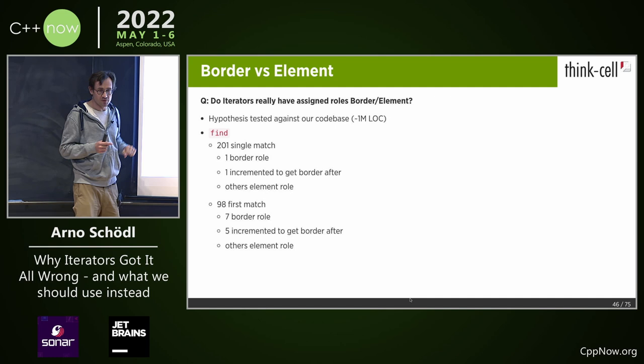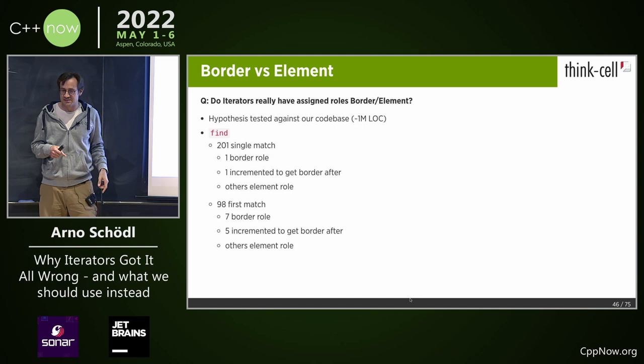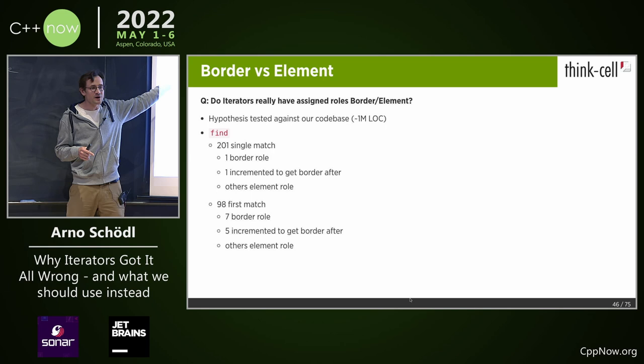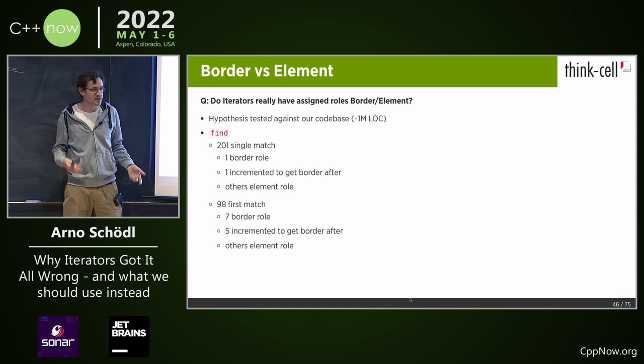One is border role, which is essentially kind of like a trim, right? Trim before the first element. And the element only exists once. But one time, it's also incremented to get the border after it. So this is nice and symmetric. There's no preference for it to mean the border before. Just as often, it means the border after. I'm doing the find to get the border after. So it's expressed differently. We have to increment the iterator. But semantically in the program, there's no preference for these two.